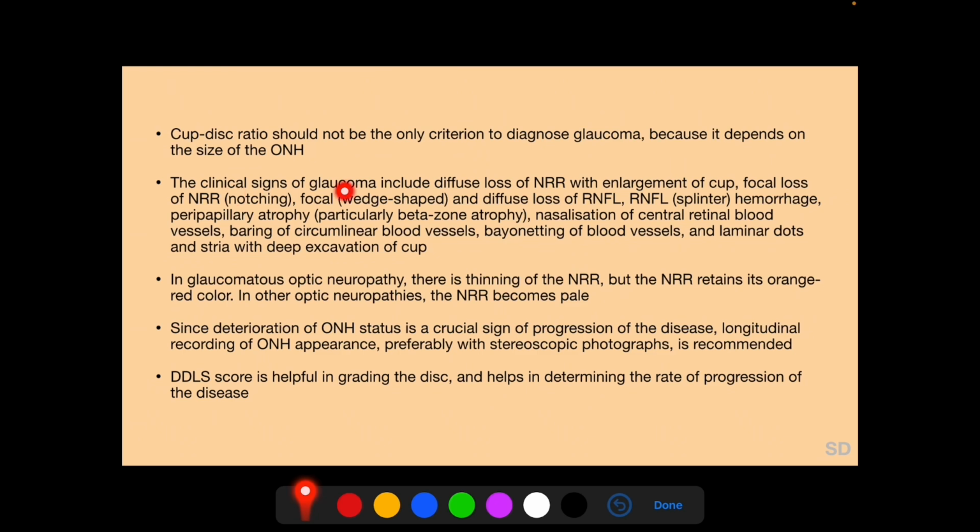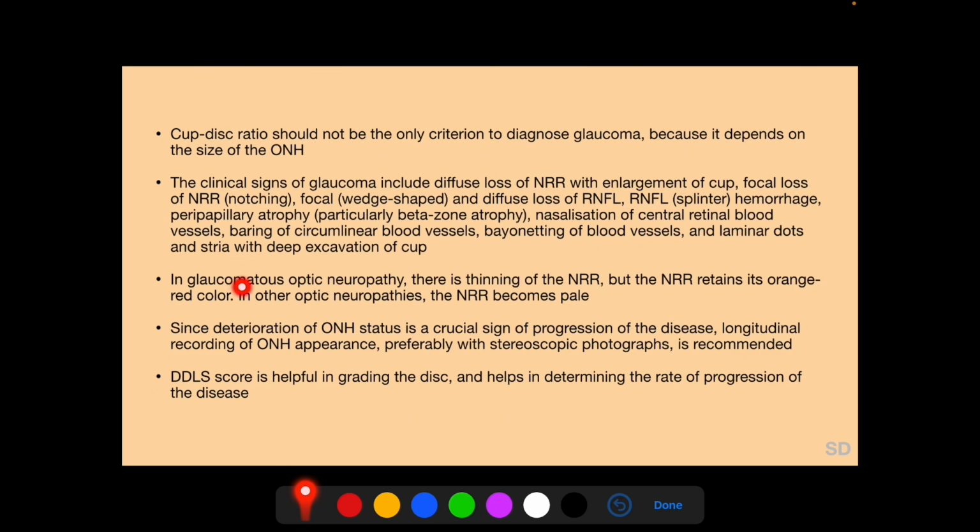And the clinical signs of glaucoma include diffuse loss of neuroretinal rim with enlargement of cup, focal loss of neuroretinal rim which is also known as notching, wedge-shaped focal and diffuse loss of retinal nerve fiber layer, retinal nerve fiber layer hemorrhages which are also called splinter hemorrhages, peripapillary atrophy, particularly beta zone atrophy, nasalization of central retinal blood vessels, baring of circumlinear blood vessels, bayonetting of blood vessels, and laminar dots and striae.